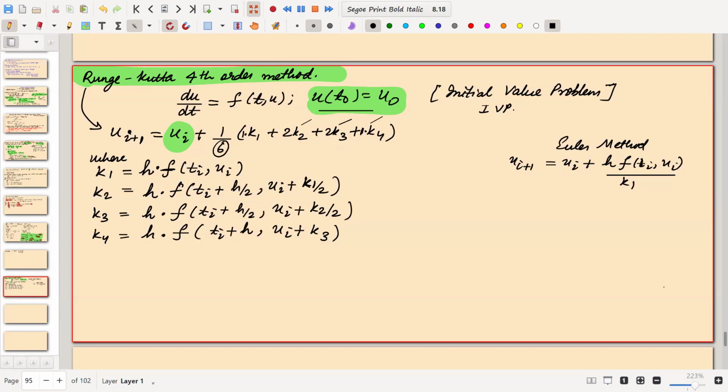Yes, you have to see the derivation. But what I gave you as a catch is the coefficients: you have 1 into K1 plus 2 into K2. Actually it is W1 K1 plus W2 K2 plus W3 K3 plus W4 K4, such that W1 plus W2 plus W3 plus W4 will be 6 in your case.